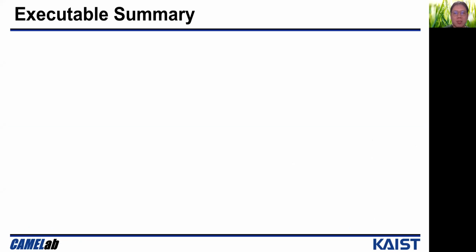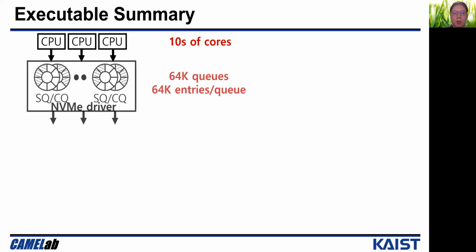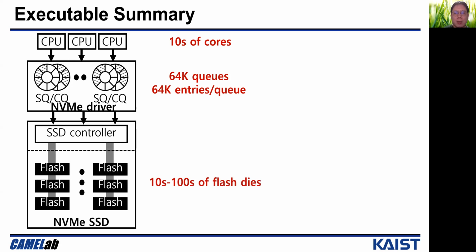Firstly, I will use a single slide to summarize this presentation. Nowadays, modern computer systems allocate many resources for storage access. For example, multiple CPUs can simultaneously send requests to the NVMe driver. The NVMe driver creates up to 64K queues, and each queue can create up to 64K entries to store the I/O request. The underlying NVMe SSD also can scale up its NAND flash resources.